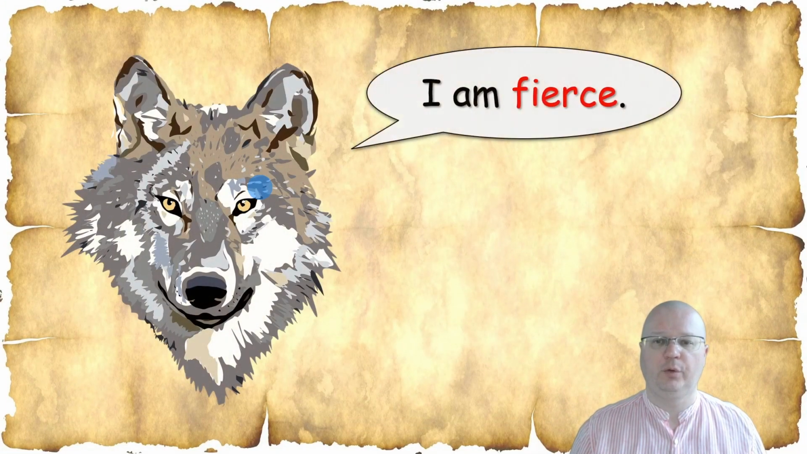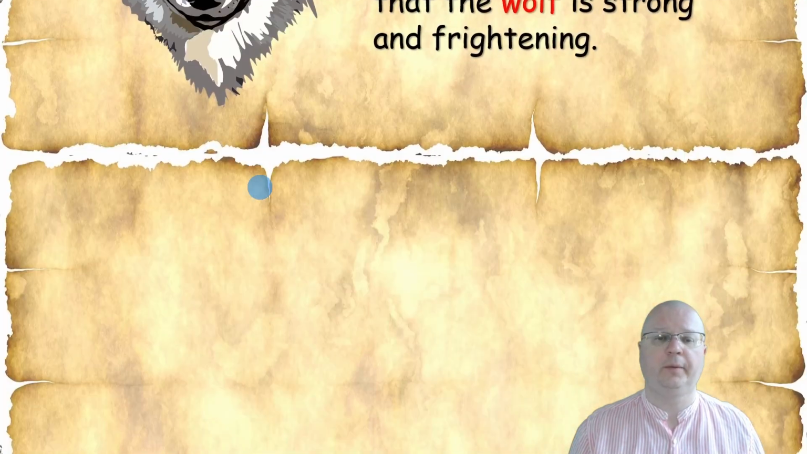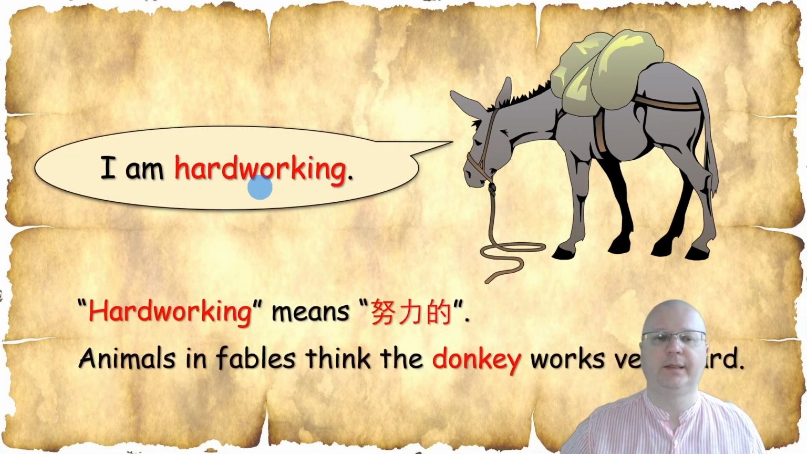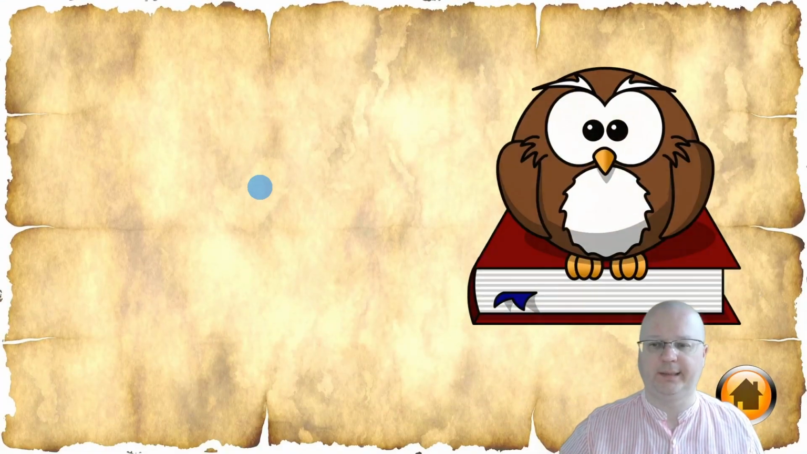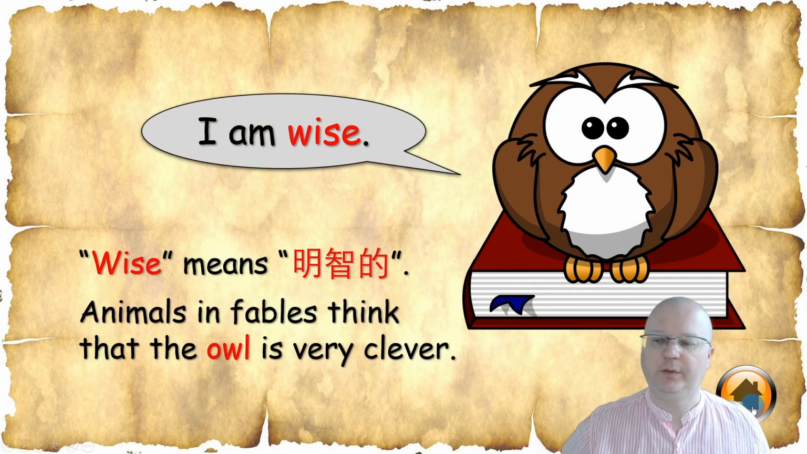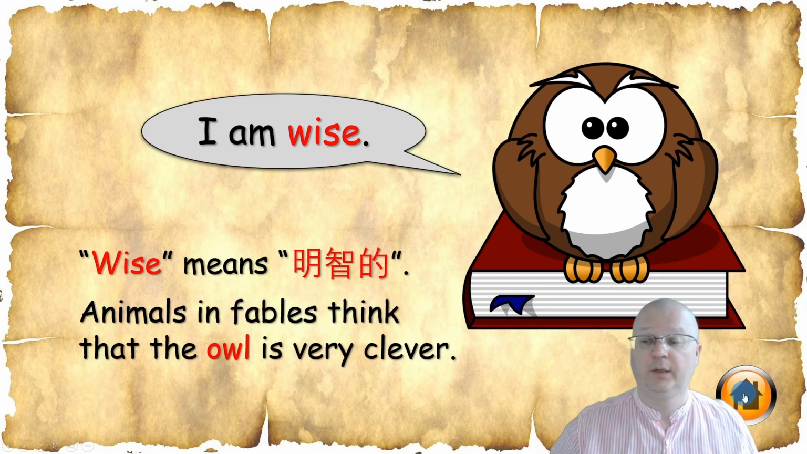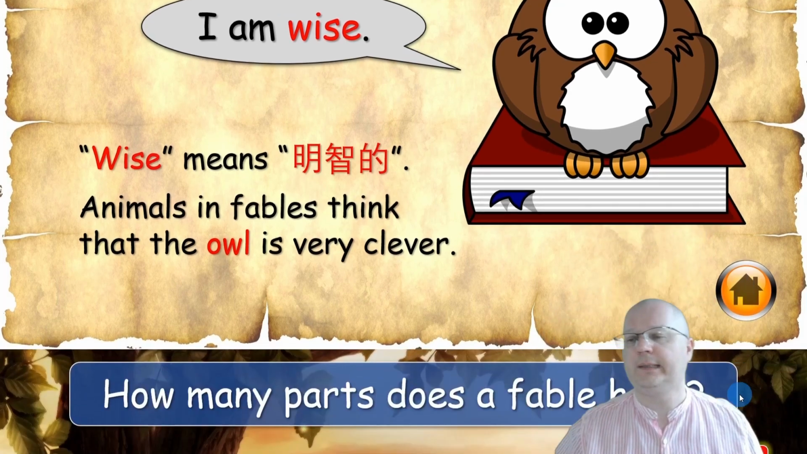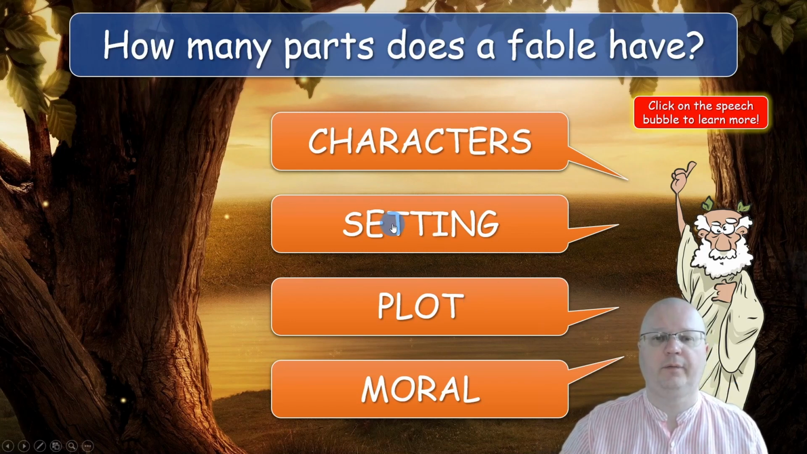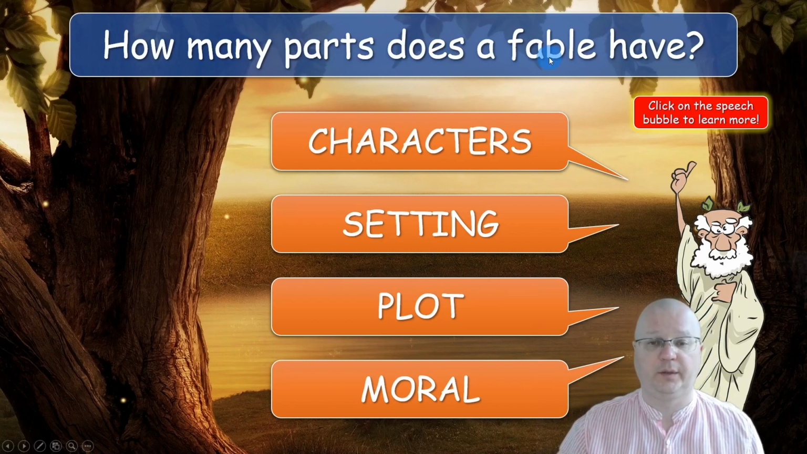So let me show you what animals I have here. Let me do that quickly. And you do it until you see the home button, which is right here. It means that you need to go back to the slide you came from. So let's click on the home button and we are back to our fable elements or parts.